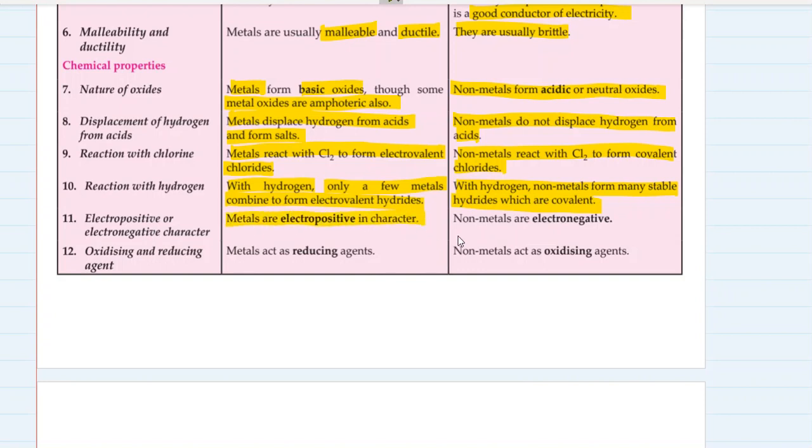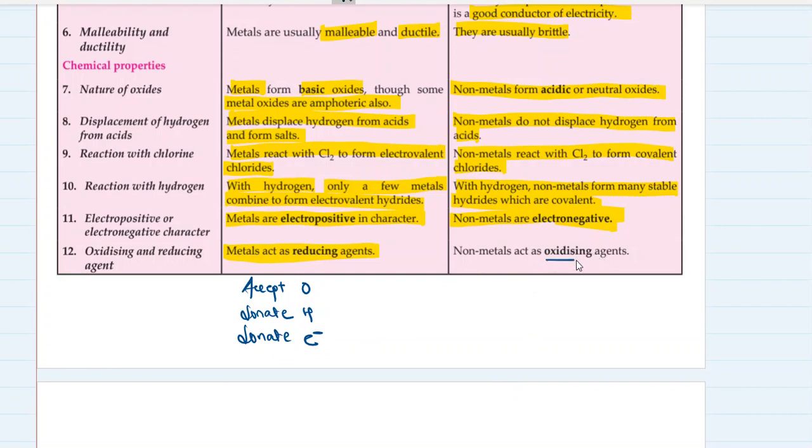Metals are electropositive in character because they donate electrons, and non-metals are electronegative because they accept electrons. Metals act as reducing agents. What do you mean by reducing agent? Reducing agent means they accept oxygen, they donate hydrogen, or you can say they donate electrons. Because metals give hydrogen, they take away oxygen and they give electrons. That's why they are reducing agents.